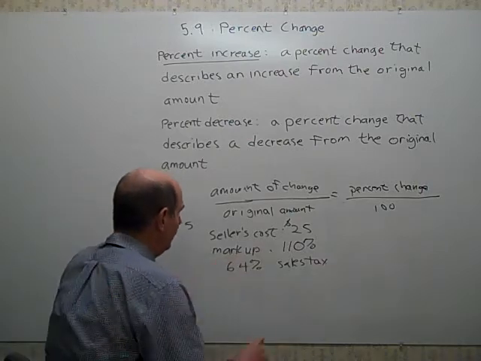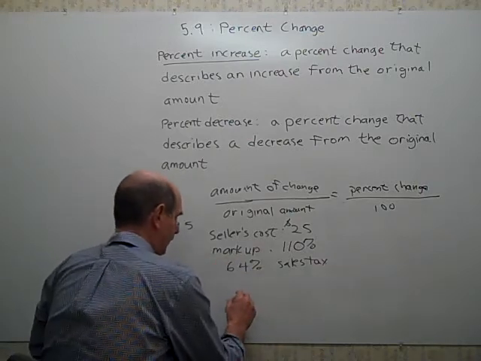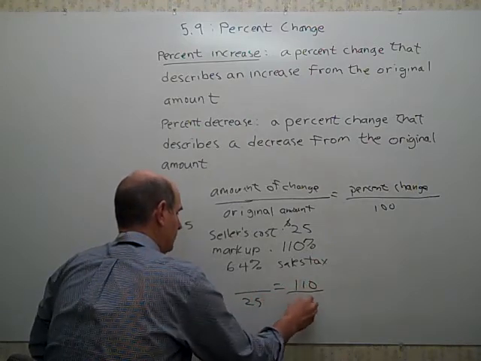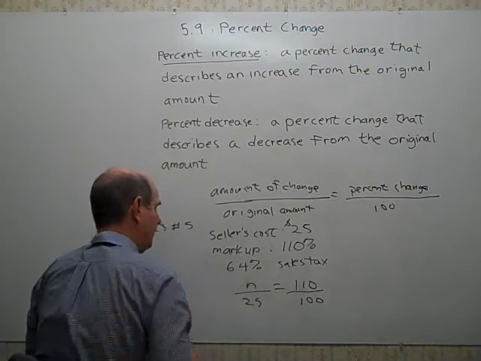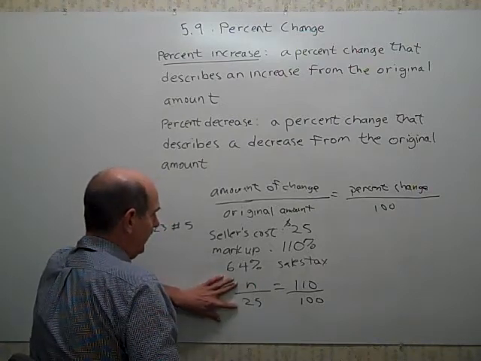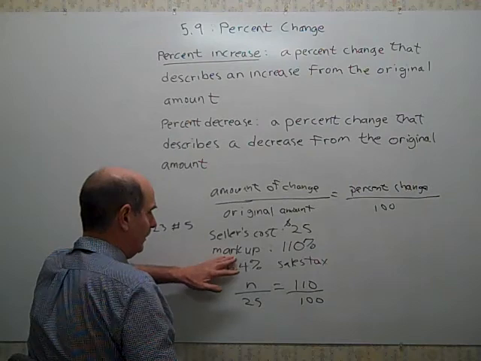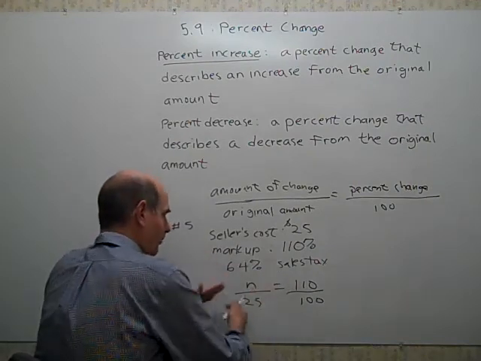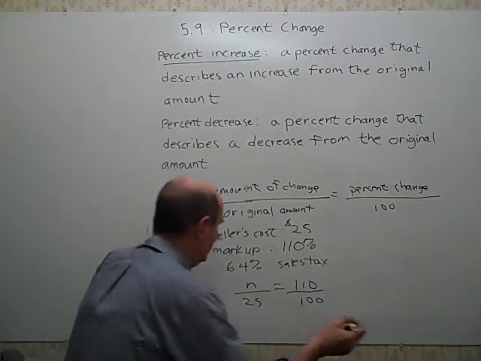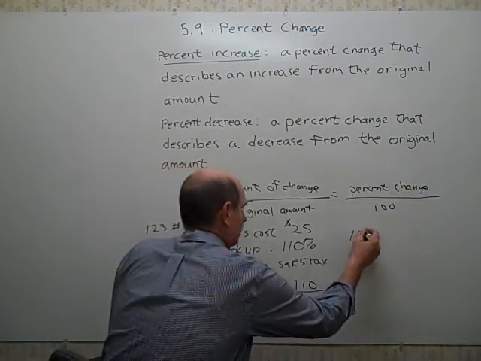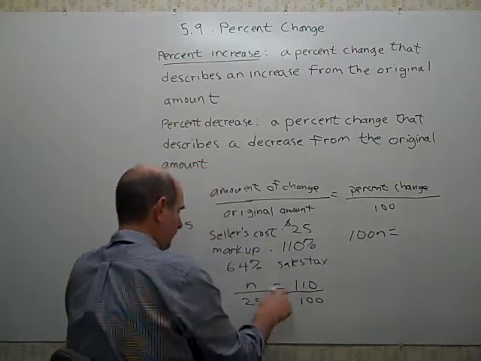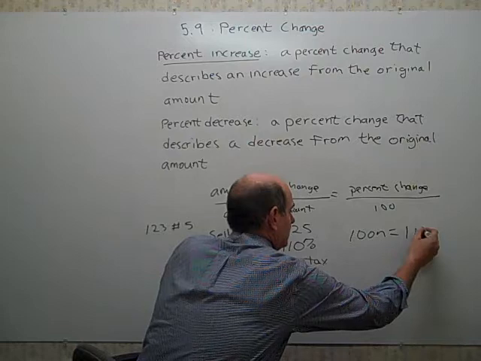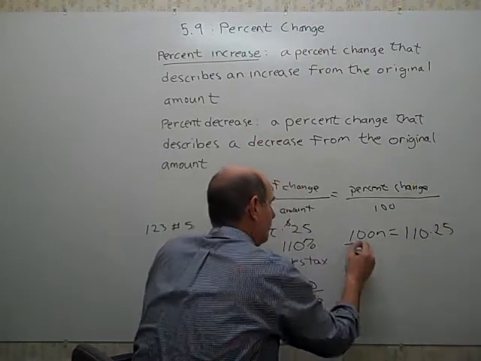So what we want to do first is say the original amount would be 25. The markup percent change is 110. So when we solve for n, we're going to be figuring out how much the seller marked it up. I think I'll save a little time here, but when you go through this whole process, I probably better do it. 100 times n would equal 110 times 25. Divide both sides by 100.